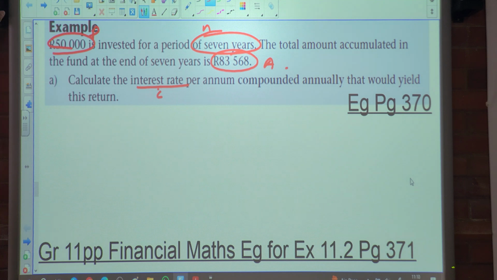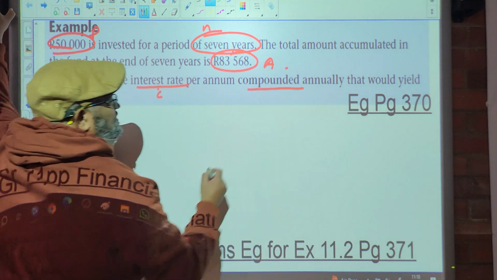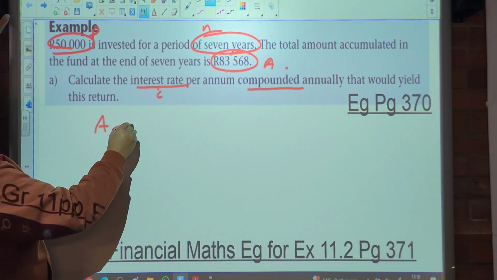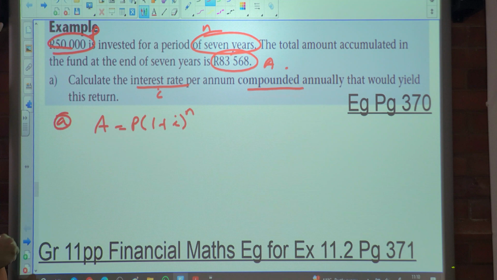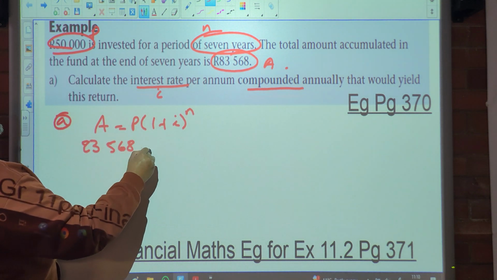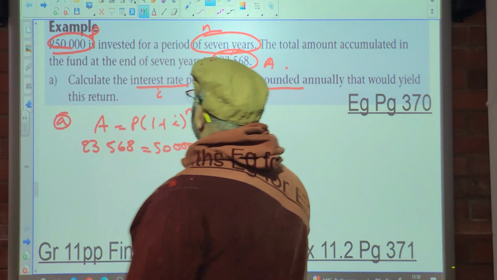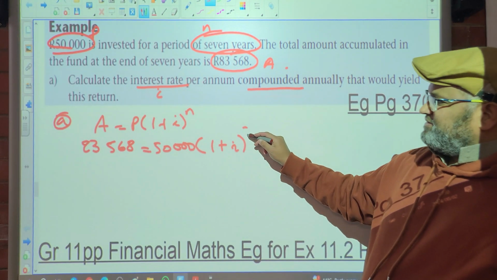Calculate the interest rate per annum, compounded annually, that will give you this return. Because it's compounded annually, compound interest of course, what's my formula for compound interest? A is equal to P into 1 plus I exponent. Your A value is 83,568 rand. Your P value is 50,000 rand into 1 plus I, so what we're calculating, that's your unknown, to the exponent 7.